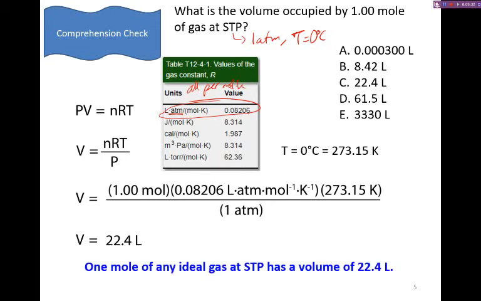And any gas is going to have a molar volume, any ideal gas at STP will have this volume. Notice that we didn't specify if we were talking about helium or hydrogen or nitrogen. As long as it's an ideal gas at STP, it will occupy this volume.